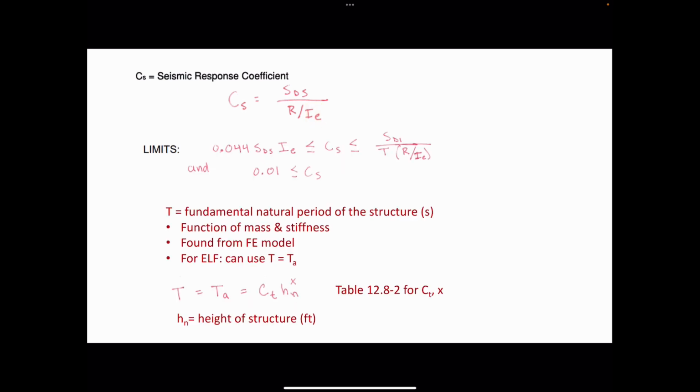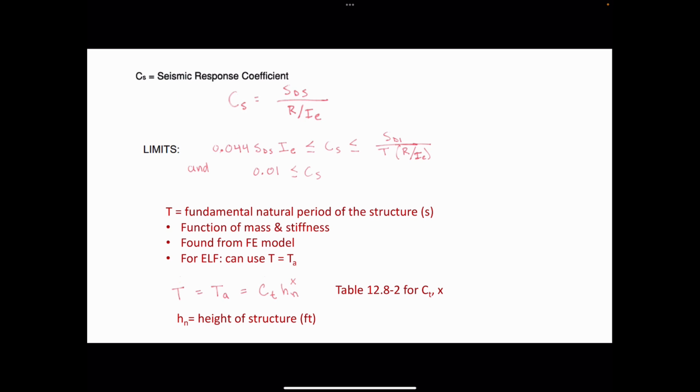All right, there are some limits that we need to check on this seismic response coefficient. So 2 equations to consider. One has this 0.044 SDS IE as a lower limit, and the other one has 0.01 as the lower limit. So that means no matter what you calculate as the lower limit using this equation, you cannot design it for less than 1% of the weight of the building.